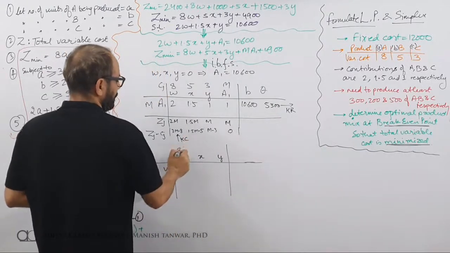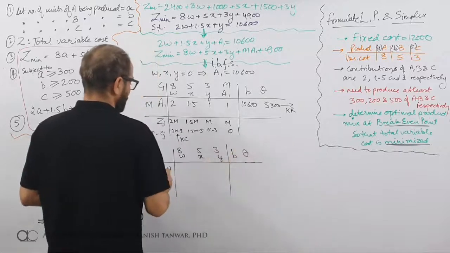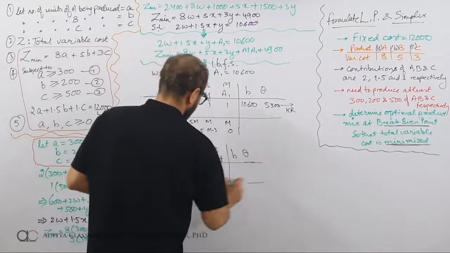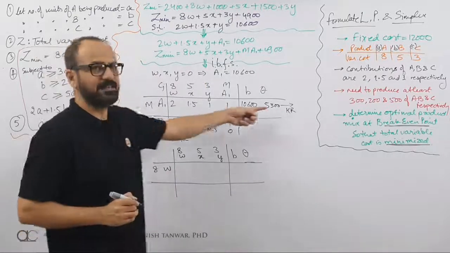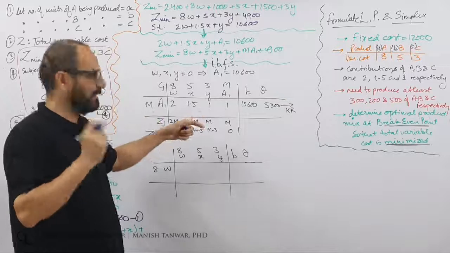W, X and Y contributions are 8, 5 and 3. I have B, I have theta. Contribution of W is 8. Now, this is key row. How do we transfer key row? By dividing all elements by key element.